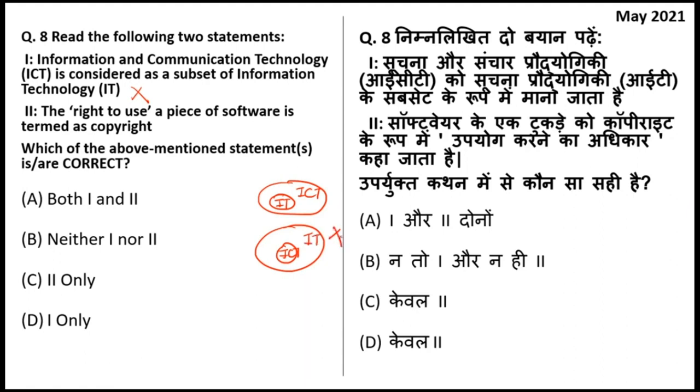So this is incorrect while this is correct. IT is the subset of ICT. The right to use a piece of software is termed as copyright. So this statement is correct. Hence, option C is the right answer. Only second statement is correct.